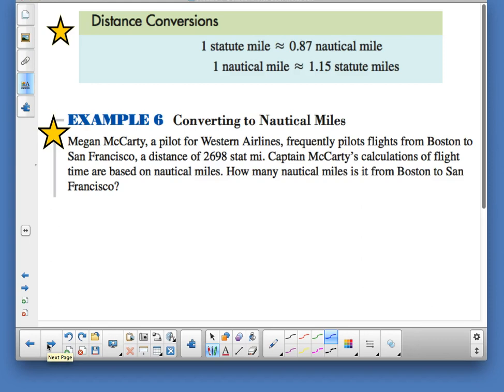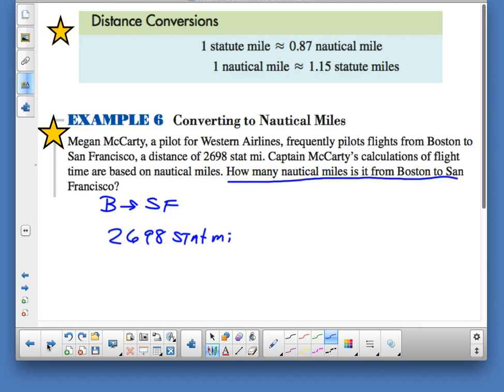Megan McCarty, pilot for Western Airlines, frequently pilots flights from Boston to San Francisco. From Boston to San Fran, it's 2,698 stat miles. Remember, that's the miles we're used to. Every one of those miles is 5,280 feet. Well, if I have a stat mile and a nautical mile, and she wants to know how many nautical miles it is, I have a conversion factor.